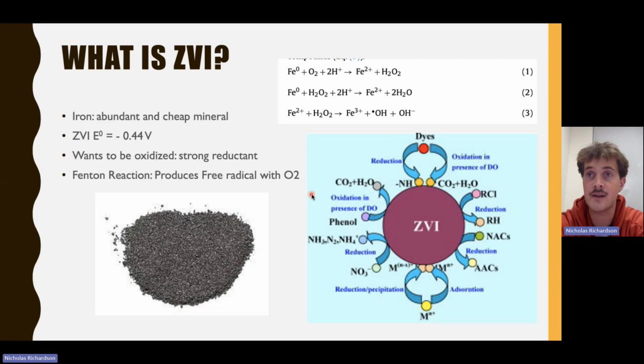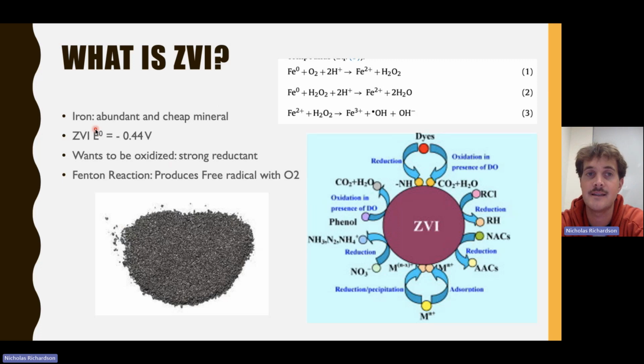So, zero-valent iron, as we all know, iron is a very abundant mineral, which makes it very cheap. And in its mineral form, most of the time, iron has zero valence electrons. So, when purified, you get zero-valent iron. And what makes zero-valent iron special is this number right here.